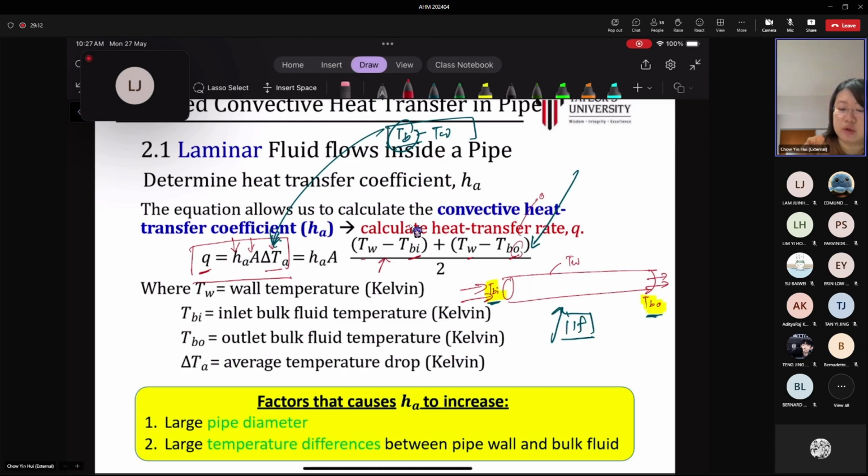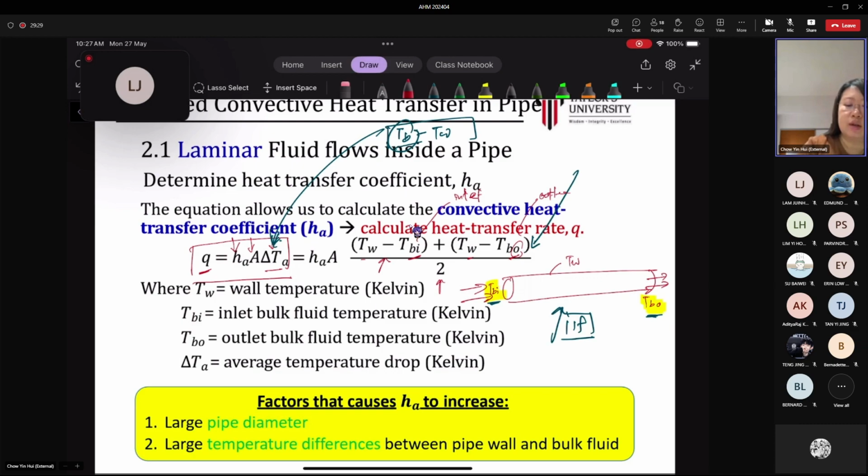So this refers to outlet, and this refers to inlet. You get the sum of both temperature differences at inlet and outlet, then divide it by 2. This is for when there is variation in the bulk fluid temperature.